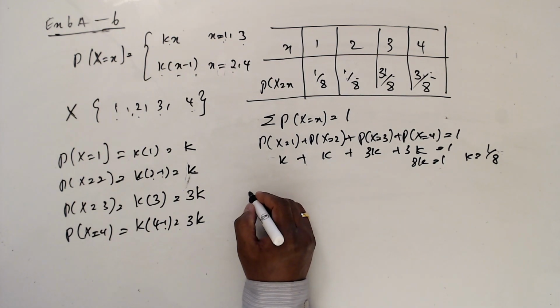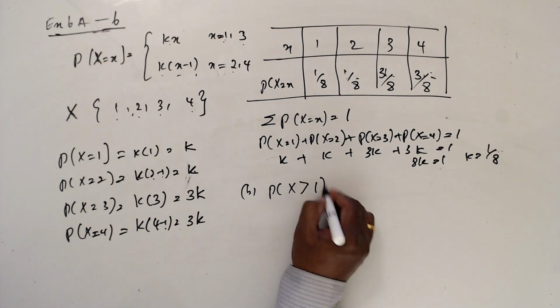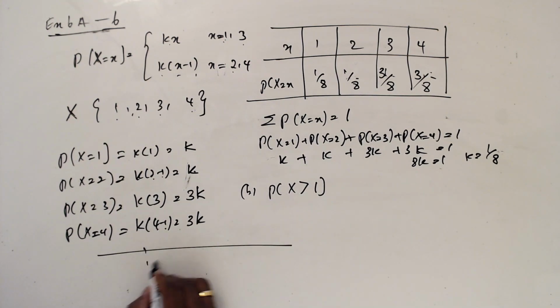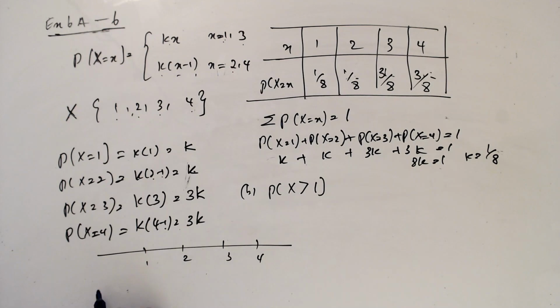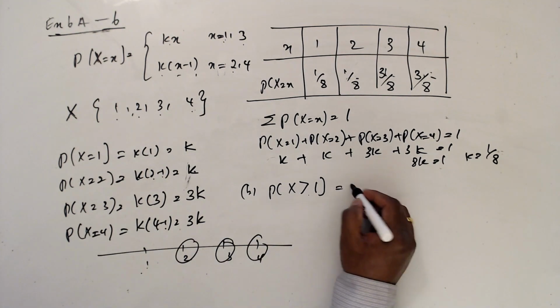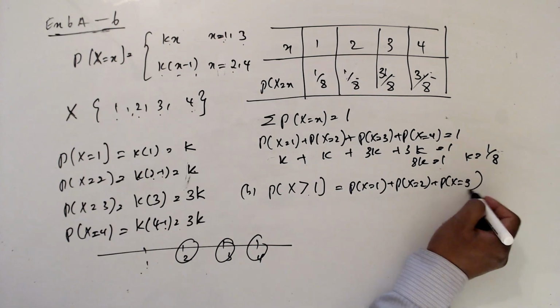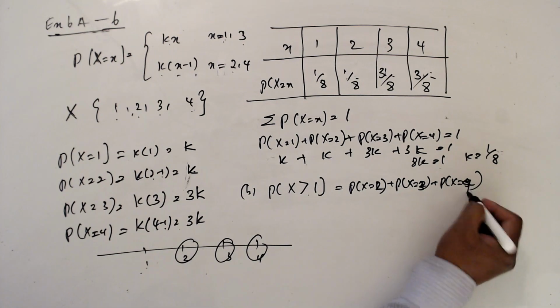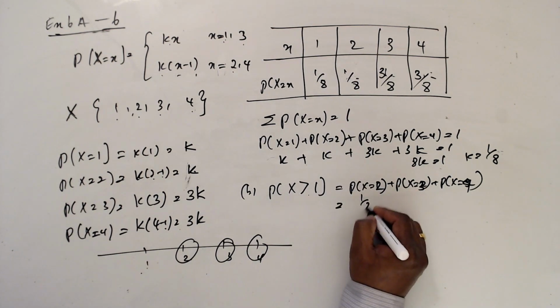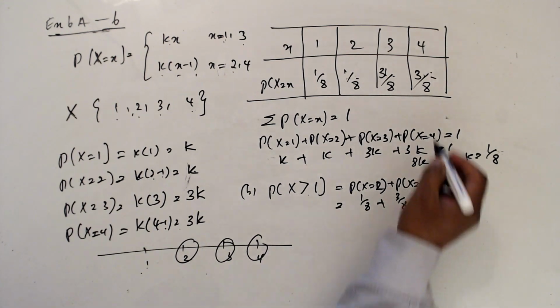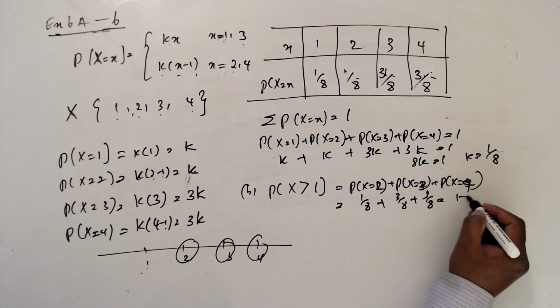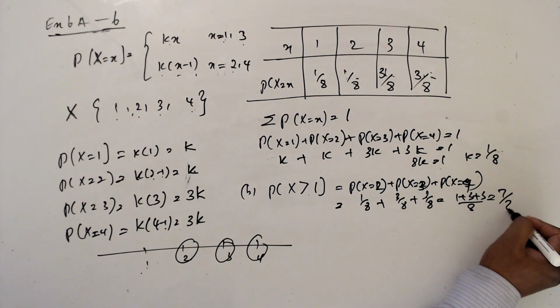Now we want to find part B, probability of x greater than 1. So 1, 2, 3, 4, I put this onto a number line. X greater than 1 means it's not equal, I can't take this value, so only 2, 3, 4. It means probability of x equal 2 plus probability of x equal 3 plus probability of x equal 4. I can't take 1. What is this one? 1 over 8. 3 is 3 over 8. 4 also 3 over 8. So this is 1 plus 3 plus 3 over 8, 7 over 8.